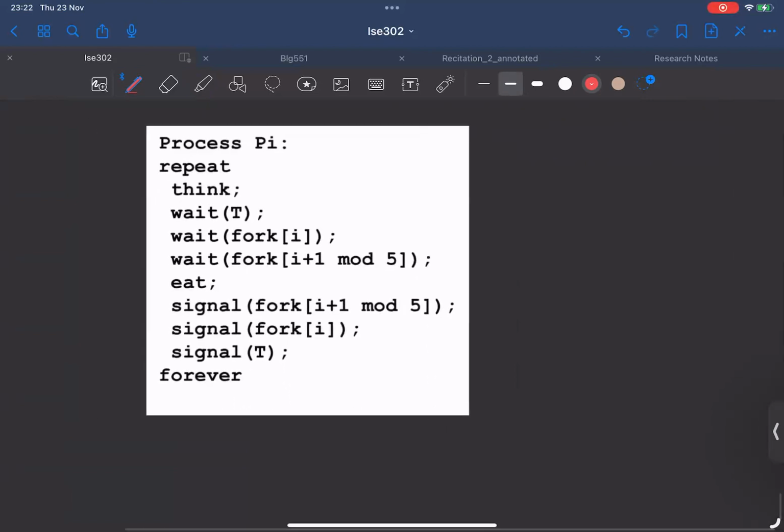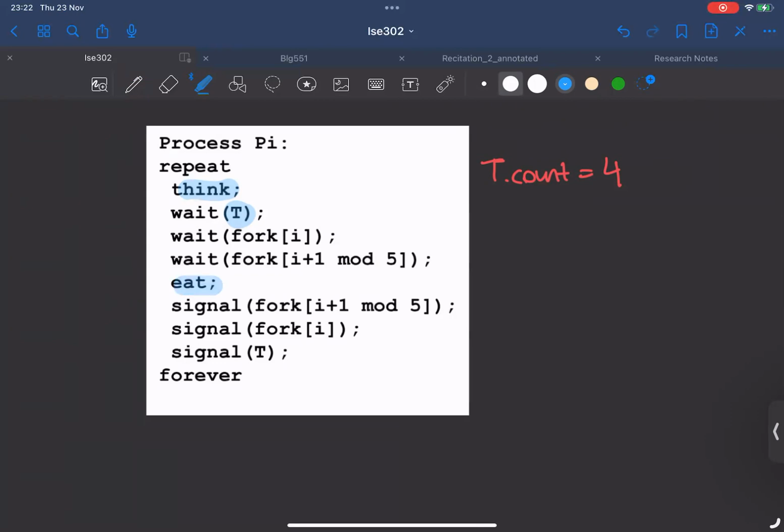This solution introduces a semaphore T, which limits the number of philosophers sitting at the table to 4. So T count is initialized to 4, and it allows up to 4 philosophers to simultaneously engage in the eating process. Each philosopher's process follows a cyclic routine of thinking, attempting to enter the critical section to eat, and then releasing the resources.